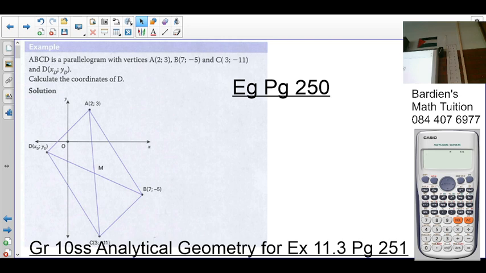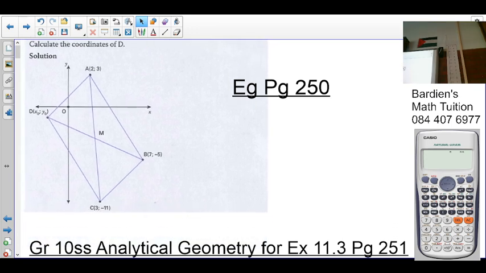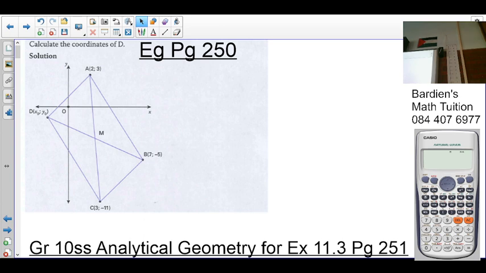We are told that ABCD is a parallelogram with vertices A, which is 2 and 3, B, which is 7 and negative 5, C, which is 3 and negative 11, and D, which is XD and YD. Calculate the coordinates of D. Again, there are 2 ways of doing it. Okay? So I'll do both ways with you.